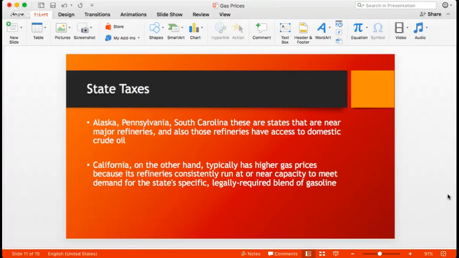Alaska, Pennsylvania, South Carolina, these are the states that are near major refineries, and also those refineries have access to domestic crude oil. So that's why you see Alaska, Pennsylvania, South Carolina have some of the lower prices. But as I said earlier, California, on the other hand, typically has higher gas prices because its refineries consistently run at or near capacity to meet demand for the state's specific legally required blend of gasoline.